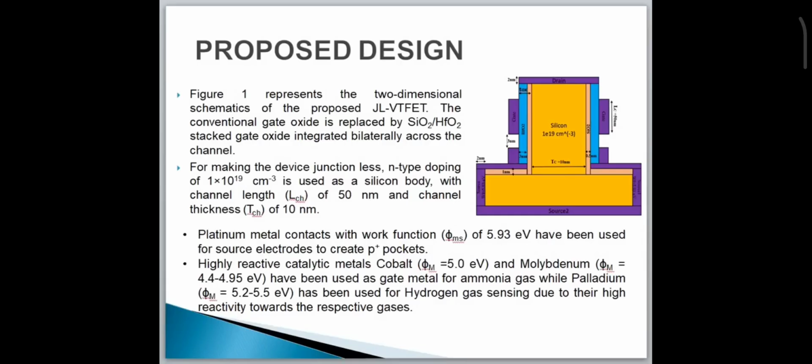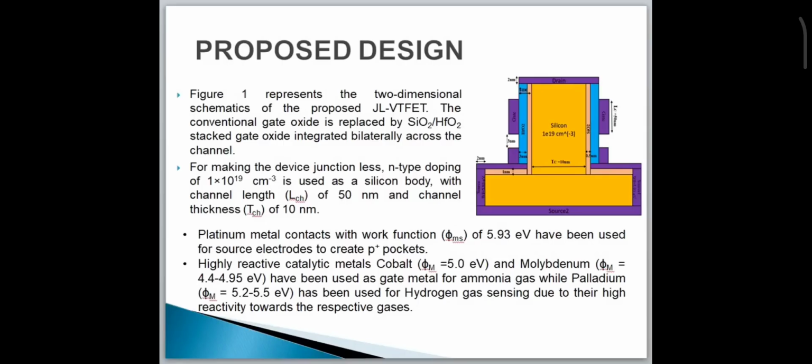Platinum metal contact with a work function of 5.93 electron volt has been used for the source electrode to create the P-plus pocket. I have already told you about that. In the case of a junctionless TFET, you have to apply a higher work function at the source end to transform or convert the N-plus layer into the P-plus source region.